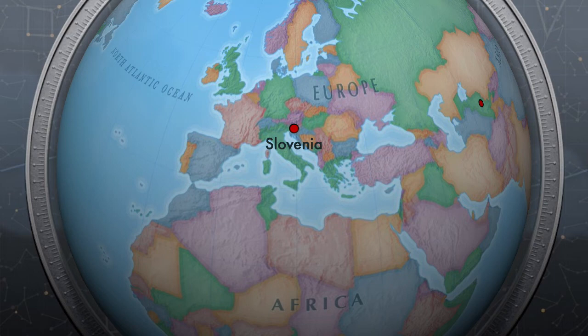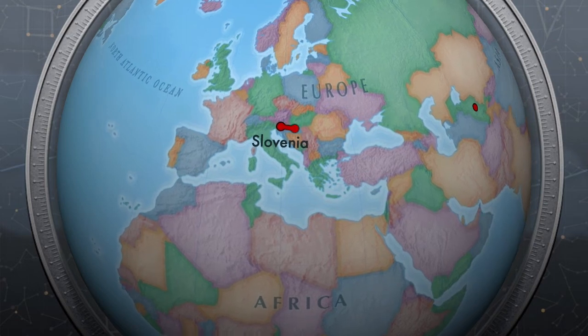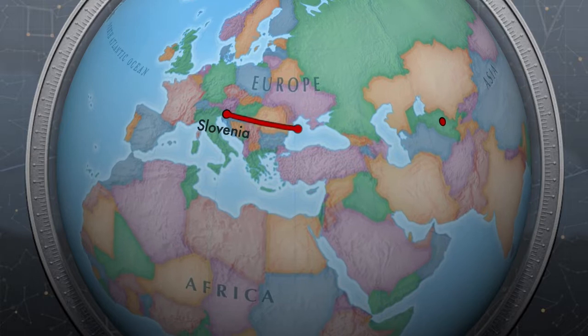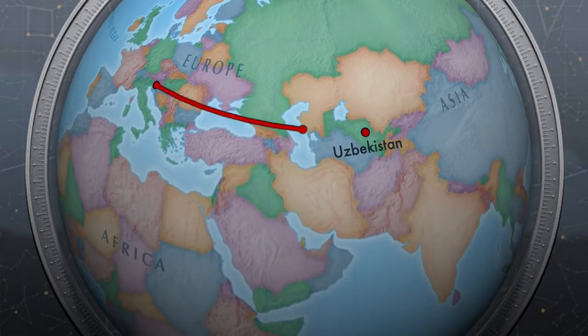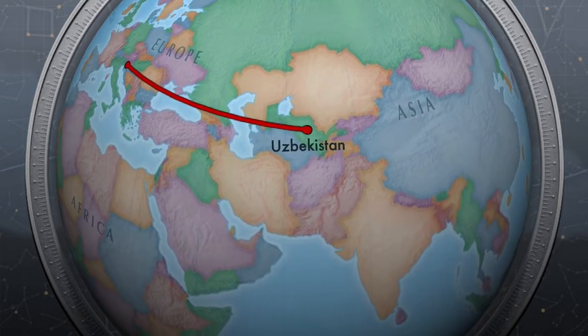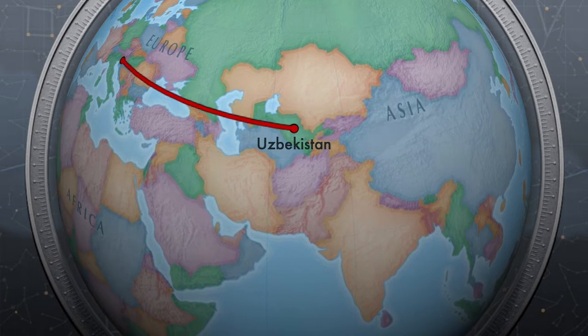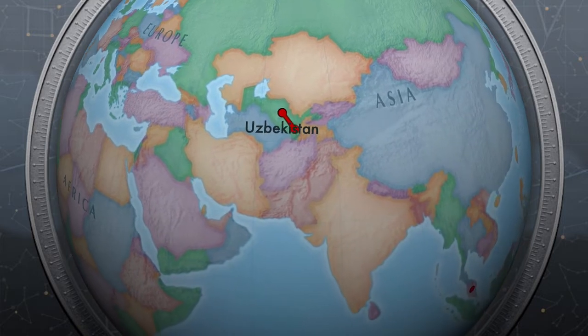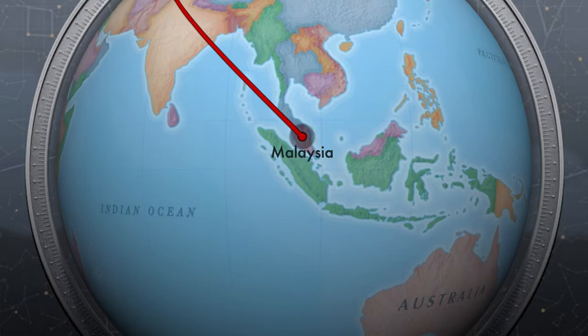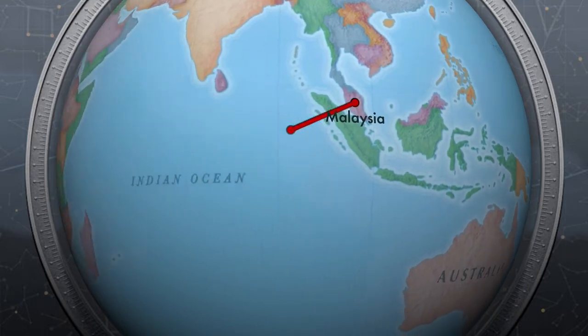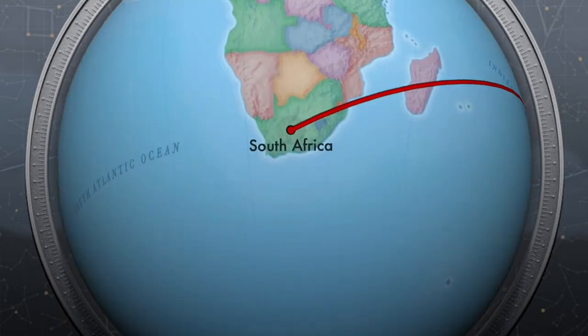We are now at the halfway point of Season 2 of Around the World on 8 Plates. So far we have traveled from Slovenia to Uzbekistan. And then from Uzbekistan, we have also traveled to the country of Malaysia. From Malaysia, we went down south to South Africa.